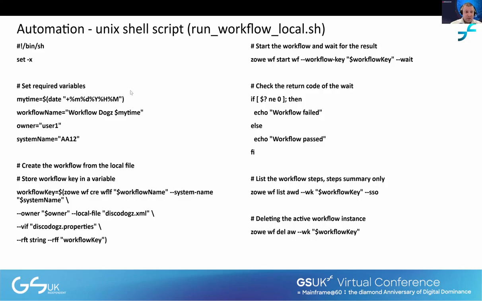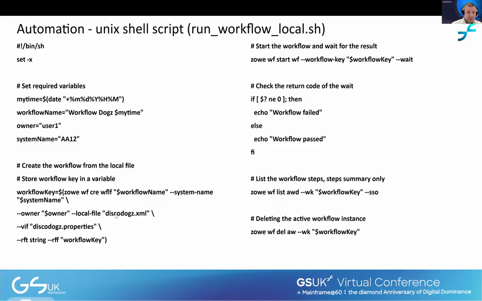First, there is an example with the shell script. If you are familiar with the shell, I'm setting some kind of time variable because I would like to create a unique name for the workflow. I'm specifying the user and the system, and then I am calling Zowe workflow create, and I'm storing the received value as a workflow key. So this is technically what it does.